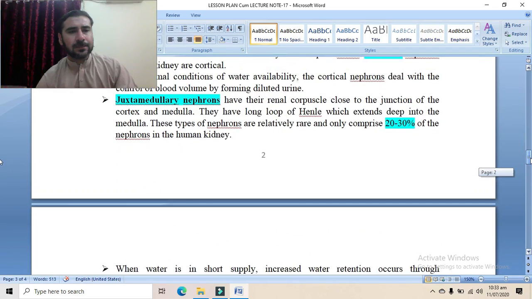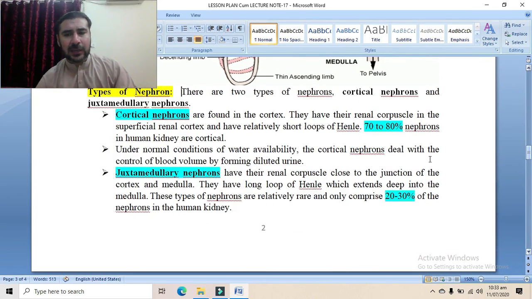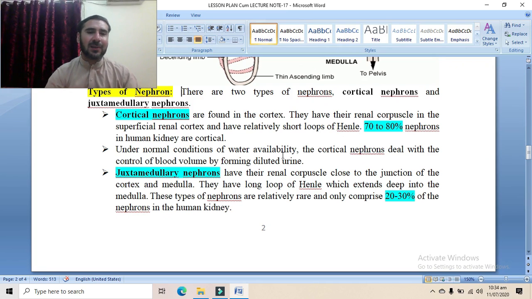Though their number is comparatively less, they make 20 to 30% of the nephrons in the human kidney, and they usually work under water stress conditions. Whenever there is less availability of water, the juxtamedullary nephrons work to reabsorb more water to retain the normal composition of blood, and in this case concentrated urine will be formed. So this is all about today's lecture.